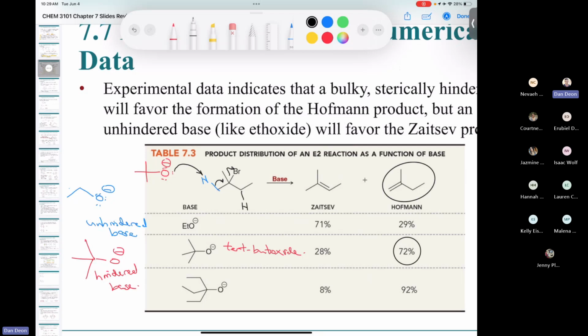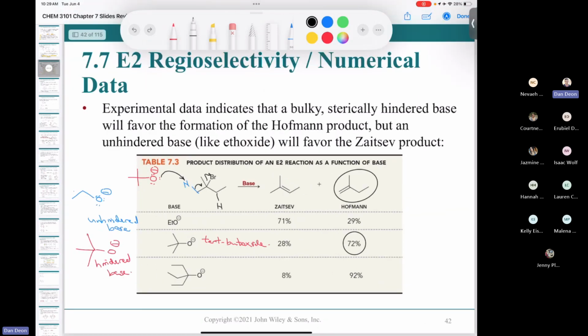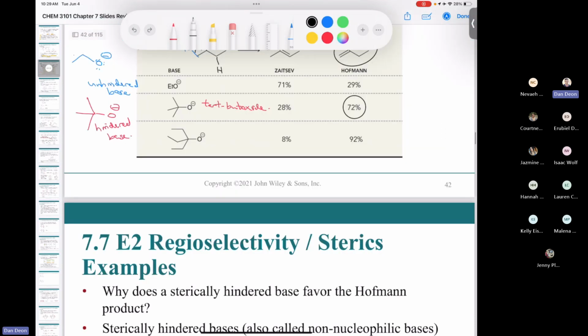So the bottom line is the unhindered base can go grab the more hindered proton because it's going to give you the most stable product. Okay, so again, to repeat, the bulky base is going to pick the least hindered proton, but that, as a matter of fact, gives you the least stable alkene. But it does it because it's so hindered. When you have an unhindered base, it can pick whichever one it wants, but it's going to give you the Zaitsev product, the more stable product. So that way it's going to pick the more hindered proton.